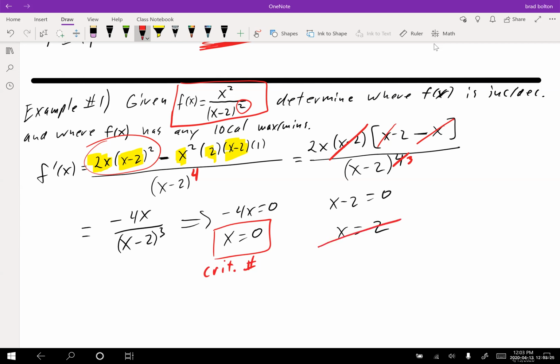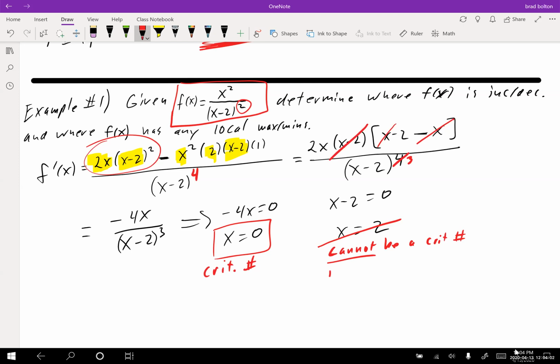However, this guy I cannot use. He cannot be a critical number. x equals 2 cannot be a critical number because if I plug it back into the original problem, I would get a domain issue, right? I would get 4 over 0, which is undefined. So it is a domain issue. So that means it cannot be a critical number.